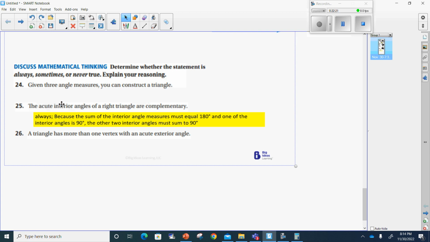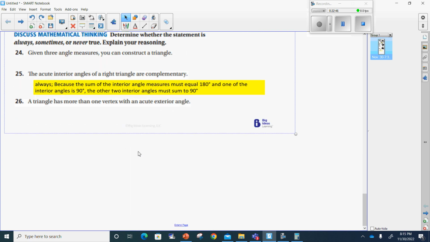Think about this now. The acute interior angles of a right triangle are complementary. And that makes sense because a right angle has a 90-degree angle. That means both the other angles have to equal 90 degrees, because the sum of the interior angles must be 180, and one of the interior angles is 90. The other two angles' sum must equal 90 degrees.